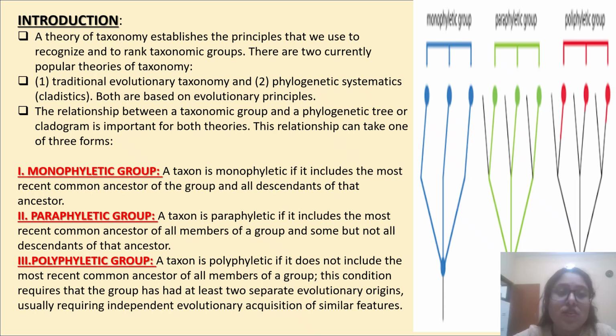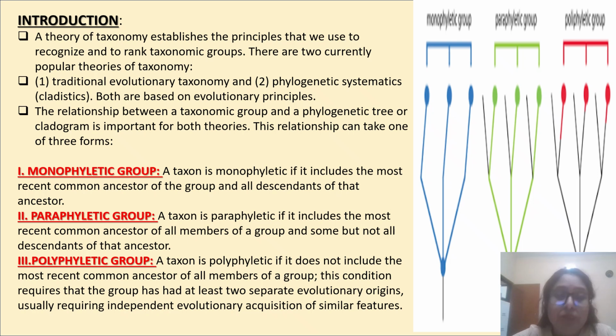One, traditional evolutionary taxonomy, and two, phylogenetic systematics, that is cladistics. Both are based on evolutionary principles. The relationship between a taxonomic group and a phylogenetic tree or cladogram is important for both theories. This relationship can take one of three forms. That is monophyletic group. A taxon is monophyletic if it includes the most recent common ancestor of the group and all descendants of the ancestor. This is the monophyletic group.